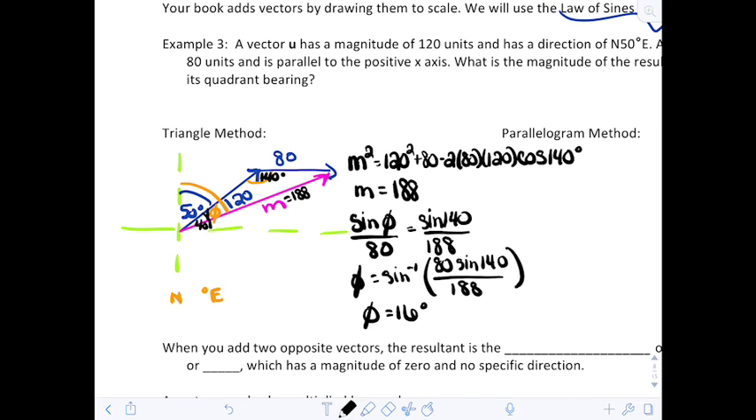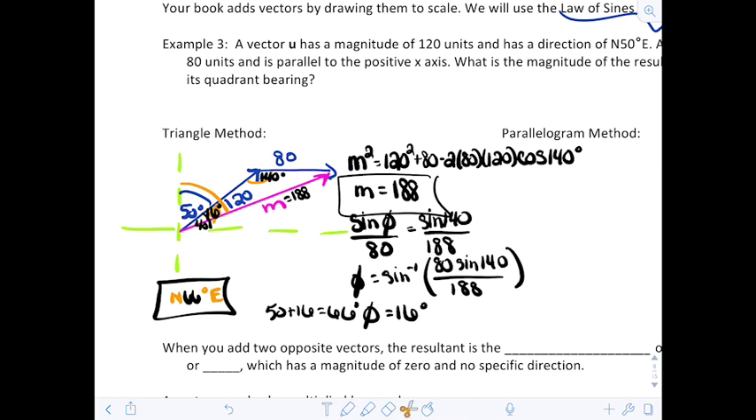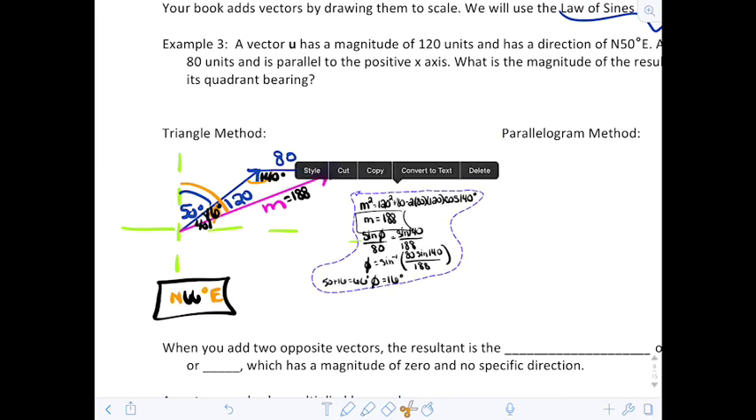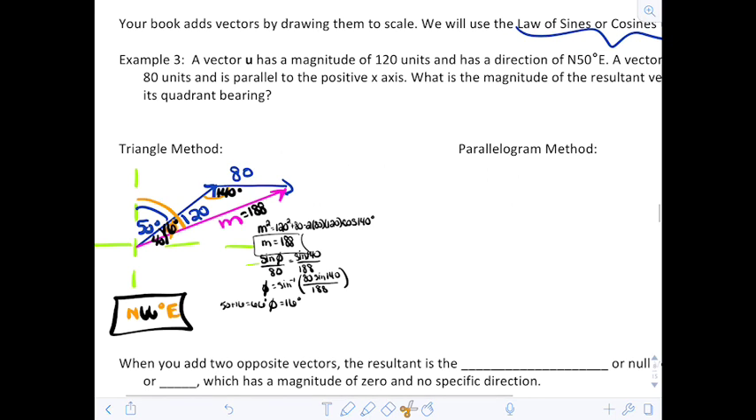So if phi is 16 right here, then 50 plus 16 is 66 degrees. Sorry. So my angle is north 66 degrees east with a magnitude of 188 units. And that is the triangle method. So now we're going to do basically the same thing, but we're going to use the parallelogram method. So I'm going to redraw this and create a parallelogram.